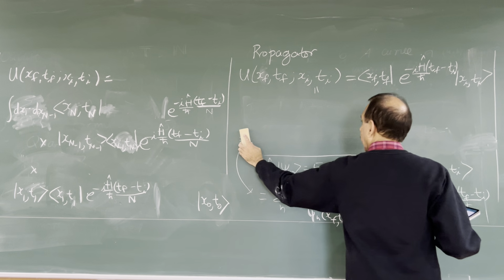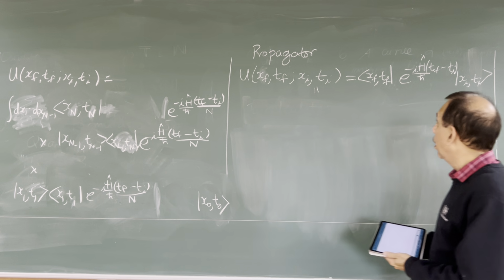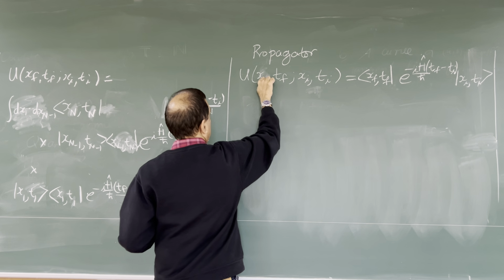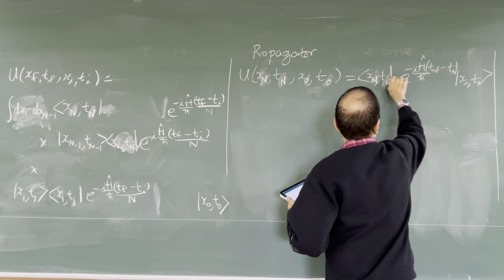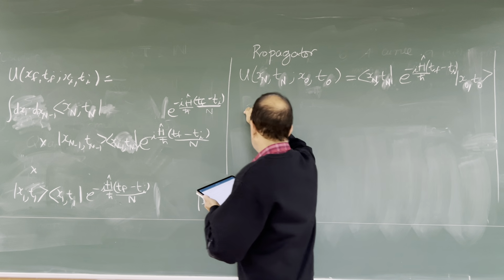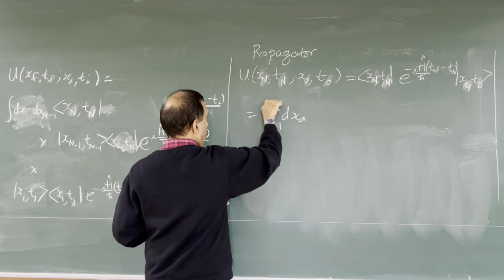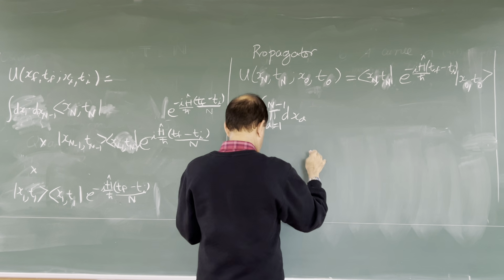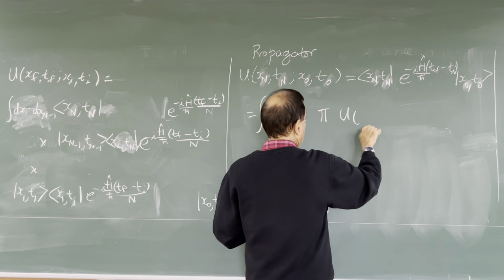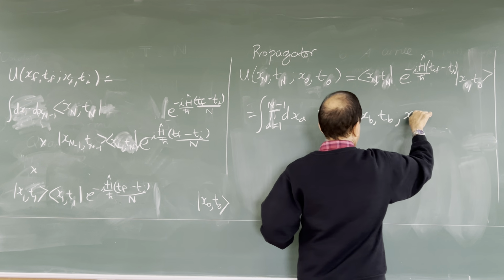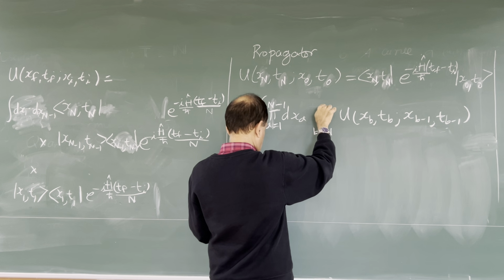And so we have derived a simple identity that this quantity, now renaming this as x, I should have probably started with this, is the same as the integral dx_a, product over a from 1 to N minus 1, of the product of U of x_b t_b, x_(b minus 1) t_(b minus 1), from b equals 1 to N.